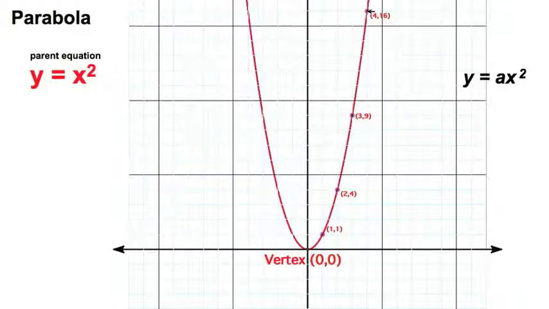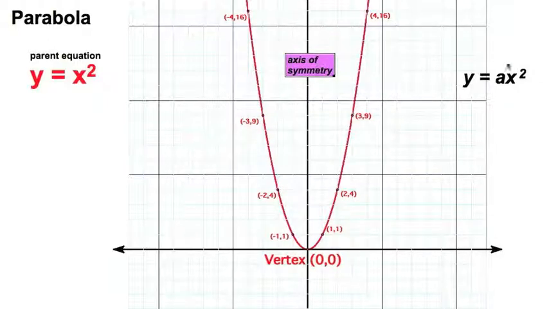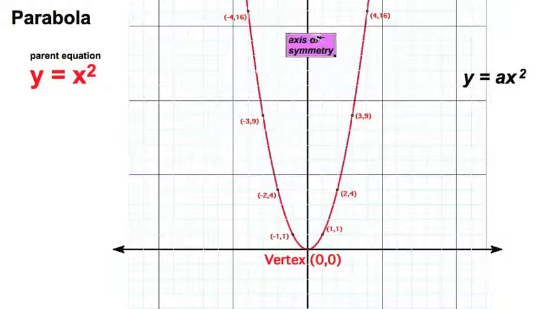On the other side of the y-axis, that would be (-1, 1). Negative 2 squared is also 4. (-3, 9). And of course, we could have (-4, 16). And of course, that's because the y-axis is the axis of symmetry, so every point in the first quadrant is reflected into the second quadrant. Okay, well, yeah, we already knew that.